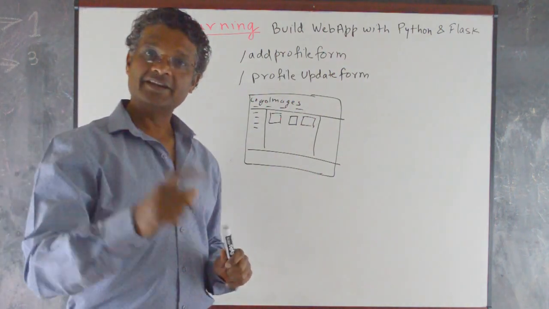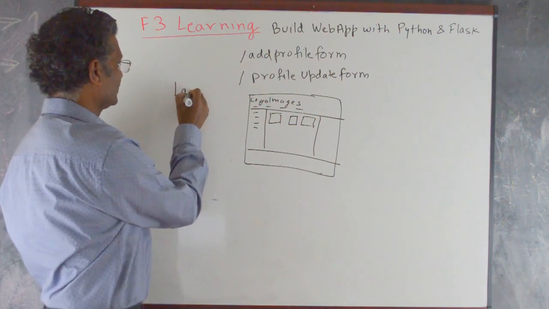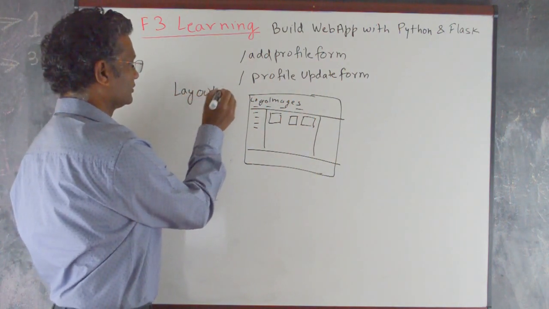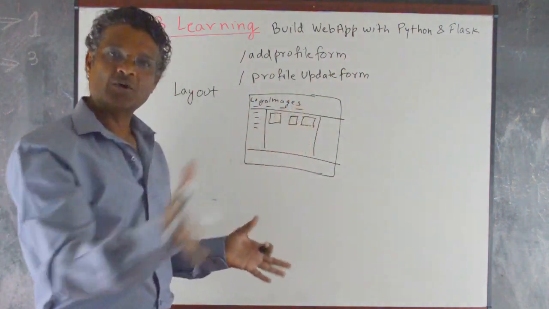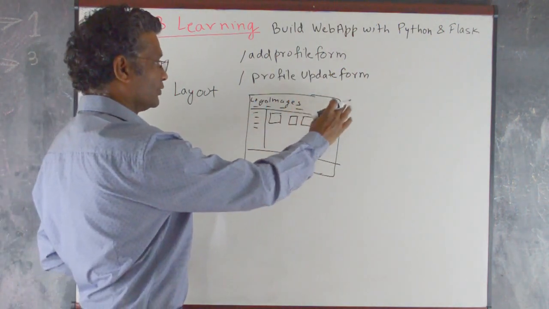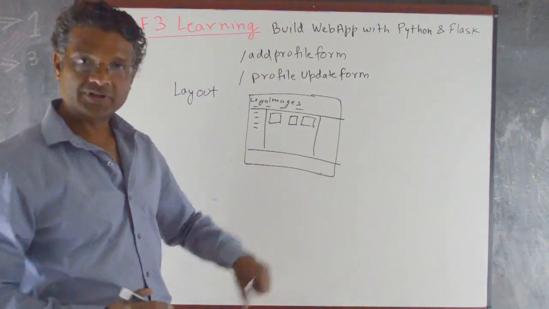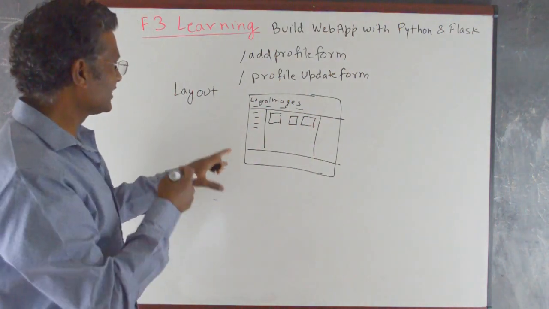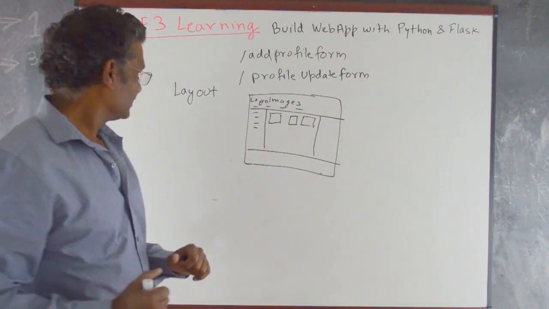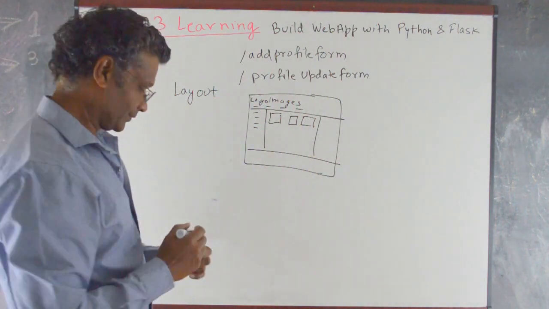One important thing in a template is called layout. And layout is how your page is laid out. So in this case, we have a header, we have a side nav, we have a footer, and then we have the main content window. So you can define a layout with this format and then apply it on the pages.